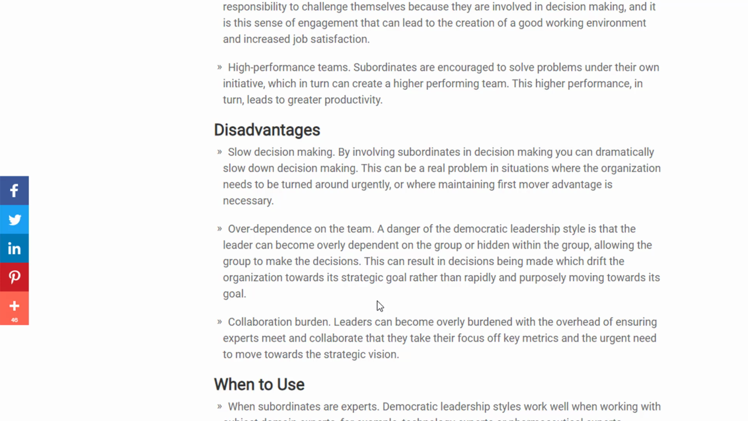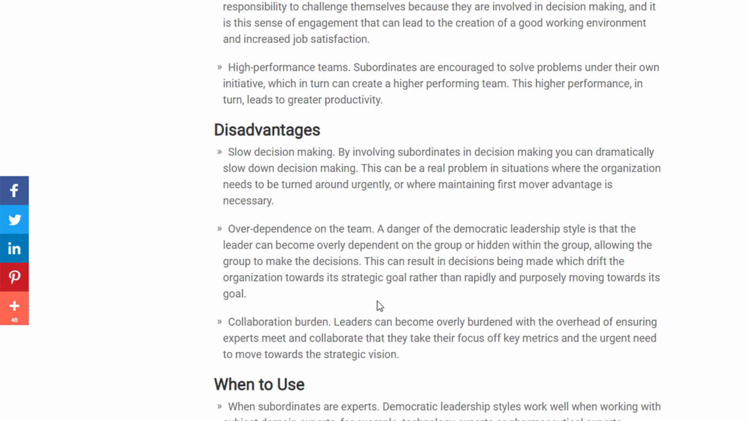Then you have what you call collaboration burden. Leaders can become overwhelmingly burdened with the overhead of ensuring experts meet and collaborate, that they take their focus off key metrics and on the urgent need to move towards the strategic vision. So all that word salad is saying is that you as the leader, you have to bring so many minds together. You have to bring all these people together to collaborate on a decision or on an idea. And this can be a burden because you have to make sure everything lines up, everybody's in sync, that kind of thing. So that can be tough for one person to shoulder, especially if you're dealing with large teams. So that could be a disadvantage.